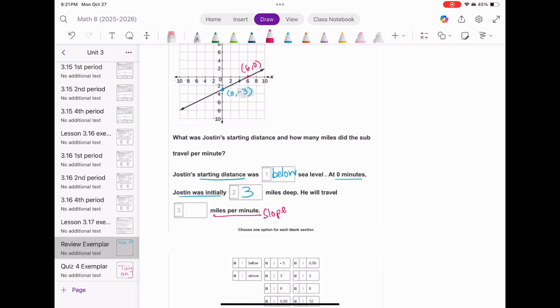Okay, and then they say he will travel how many miles per minute. So it's asking for slope. So again, you can pick those 2 points and put them in a table, put them in decimals, and get your slope intercept form equation. But I'm doing it here by hand. And so I get my slope to be 1/2. So that means that he's traveling 0.5 miles per minute.